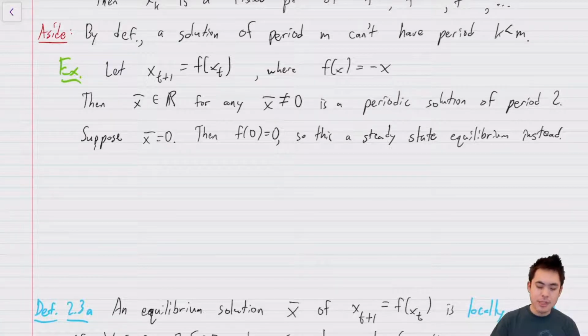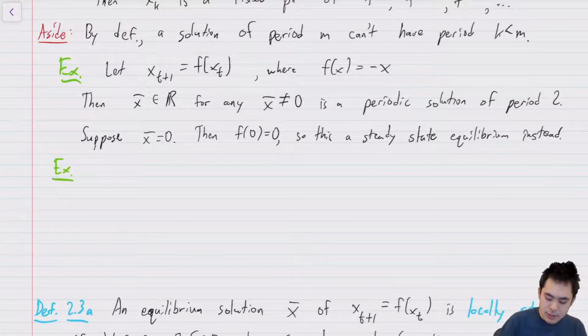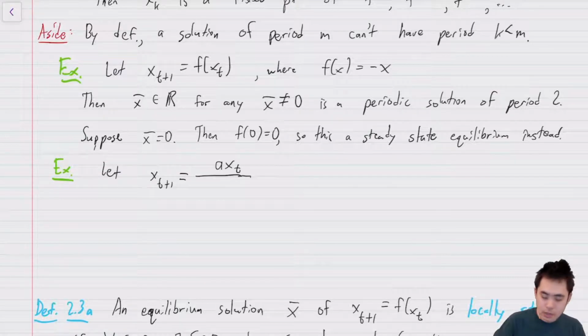So that was a bit of a trivial example. Let's do one that's a little bit harder. So suppose we have x sub t plus 1 is equal to a x sub t over b plus x sub t, and that'll be a function f of x of t by definition, where a and b are greater than 0.